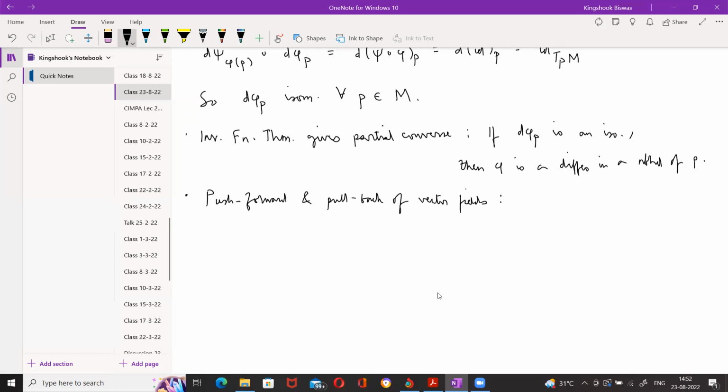So first of all, this we can only do if we have a diffeomorphism. Okay, so suppose phi from M to N is a diffeomorphism. Okay, so if I take a vector field, so let me first say what is the push forward.